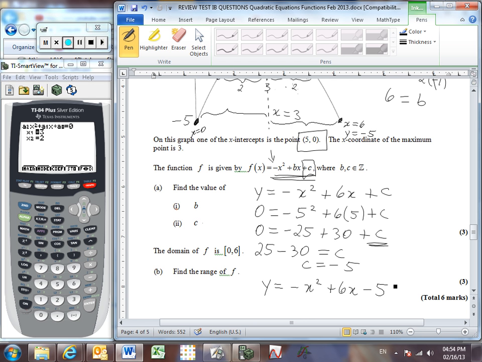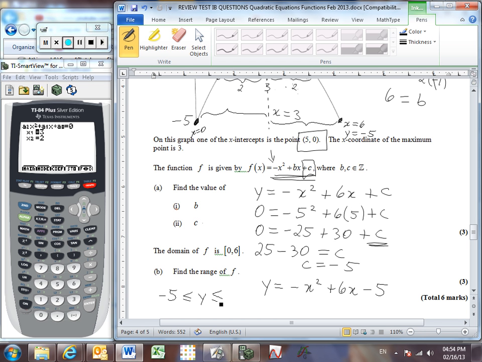Remember, c is now negative 5. So we could substitute x equals 6 and x equals 0 into the function, but you'll see that in both cases you'll end up getting a y value of negative 5. And so our range, y must be greater than negative 5. Or if you like, negative 5 is less than y.